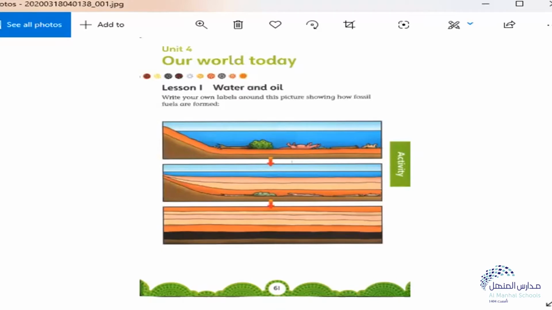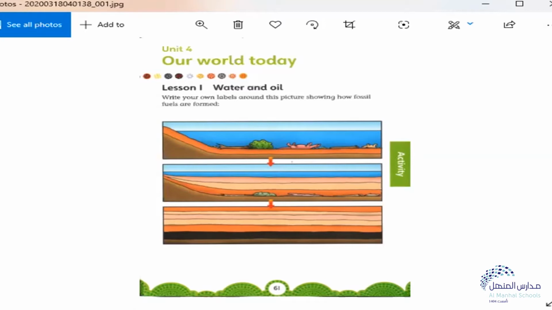This is page 61 in your activity book. We will do page 61 to page 64. The topic is water and oil. This picture is about fossil fuels. We must first know what fossil fuels are.